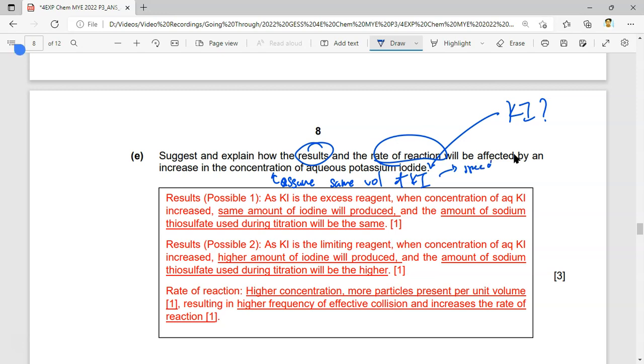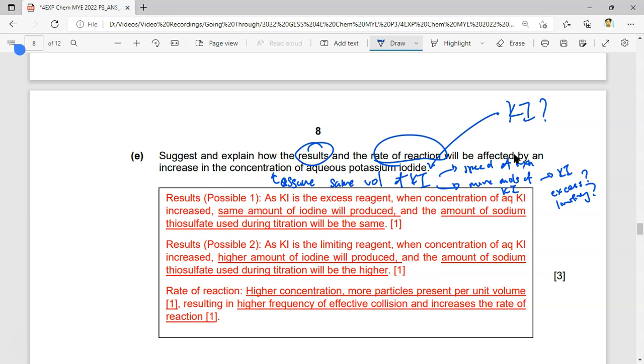One is the speed of reaction, because concentration affects the speed of reaction. Second, if I have the same volume but increased concentration, I actually have more moles of KI. Now, more moles of KI doesn't mean my result will be different. It doesn't mean that I have more products. You have to ask yourself the next question: is KI in excess or limiting? If you read the whole question, they didn't really say.